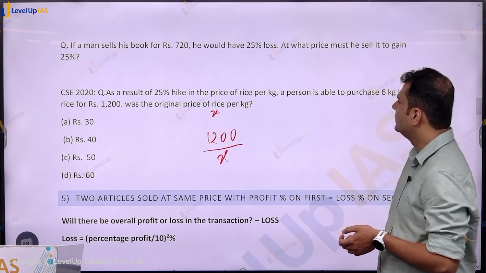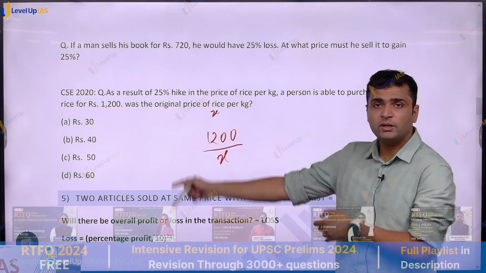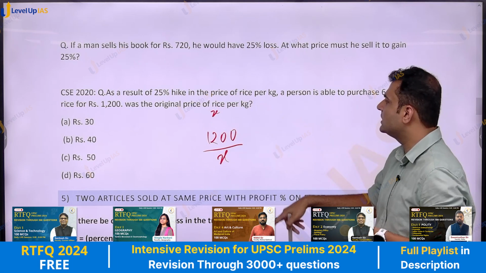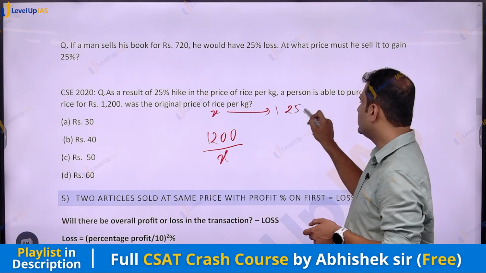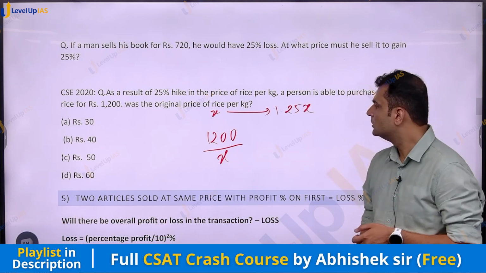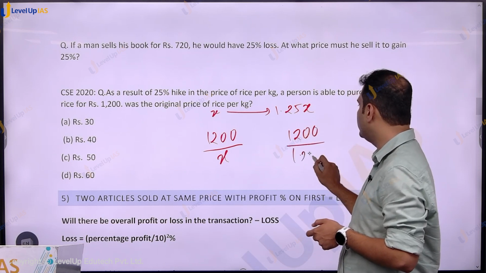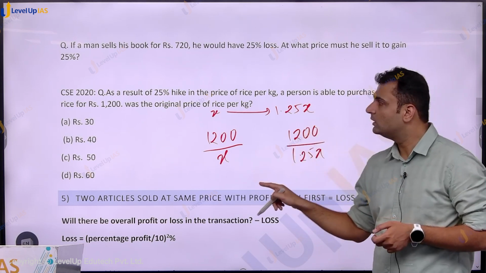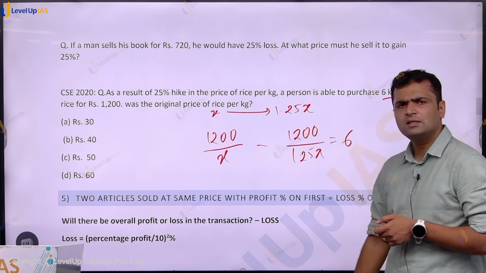But because of the price rise, 25% price rise per kg, 25% price rise meaning X becomes 1.25X, correct or not? So how much rice will he now be able to buy? 1200 divided by 1.25X, slightly lesser. And how much lesser are they saying? It is 6 kg. That is the equation.